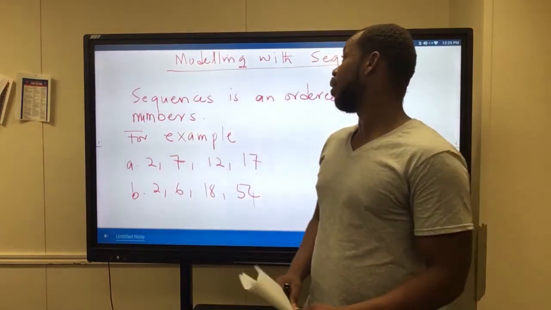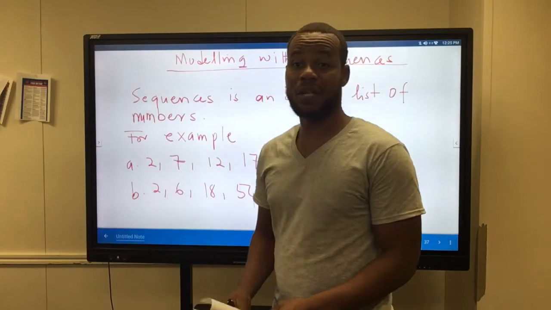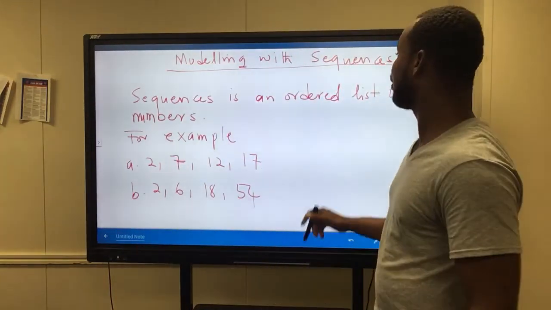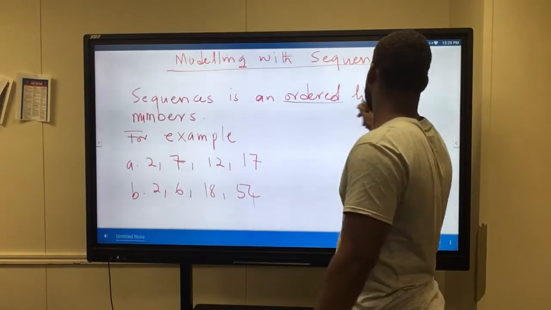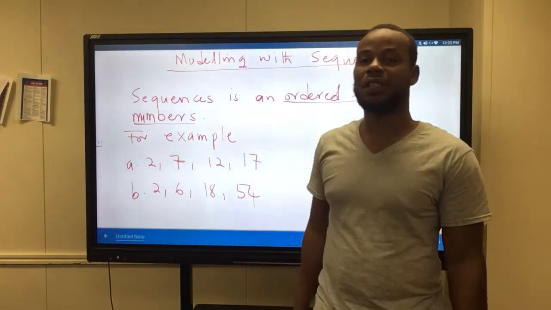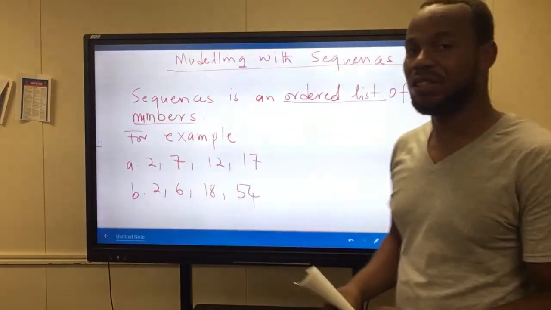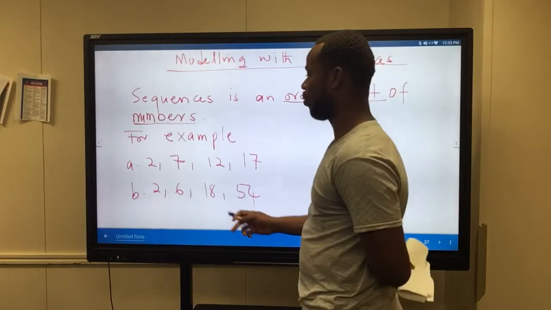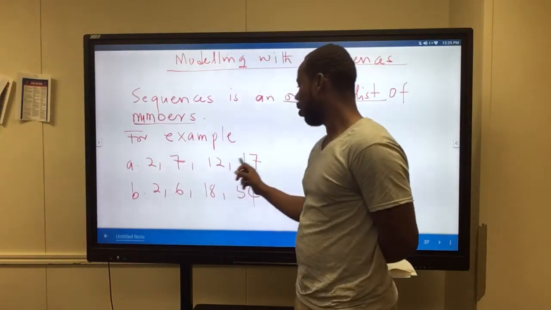Today we're doing modeling sequences, okay? So what is the definition of a sequence? A sequence is an ordered list, an ordered list of numbers. So know that we are going to deal with numbers. For example, this is a sequence. We have 2, 7, 12, 17.